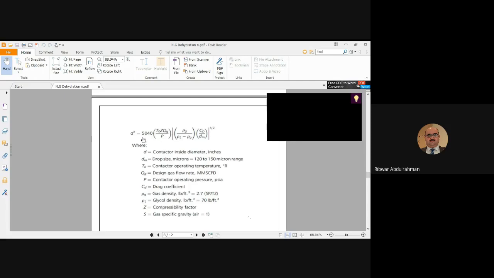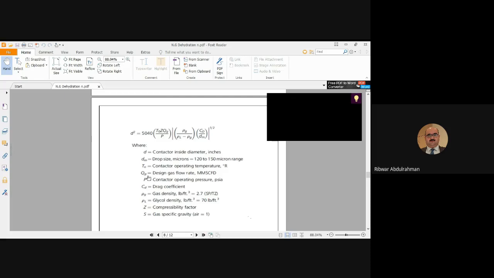So now let's explain these terms. d is the contactor inside diameter in inches. dm is the drop size in microns, which usually we use 120 to 150 micron, so definitely it will be given. T naught is the contactor operating temperature in Rankine. So you cannot use other types of units. You have to use these mentioned units. Why? Because this equation is designed for these units.